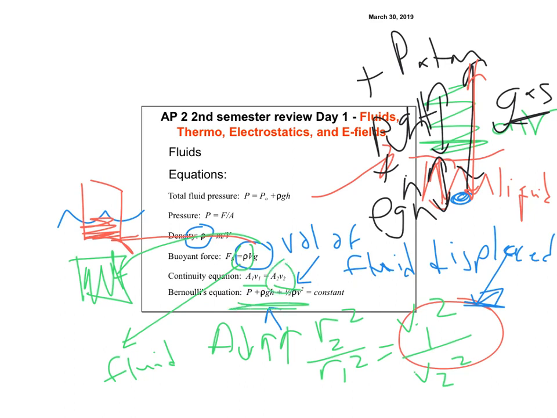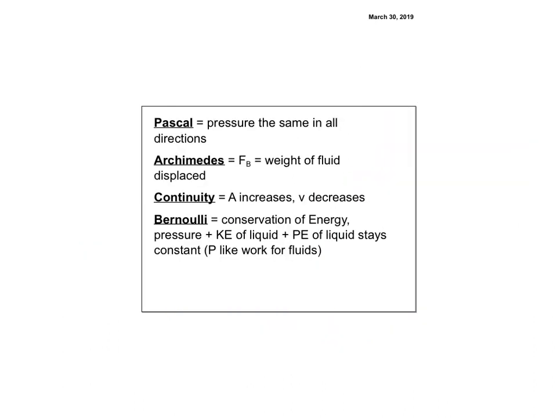And Bernoulli's equation is just the concept that it stays constant. This is all energy. So P is like my work, rho gh is my potential energy, and 1/2 rho v squared is my kinetic energy, how fast it's moving. So if you look at all the energy, it has to stay constant because of conservation of energy. So just a couple things to remember.